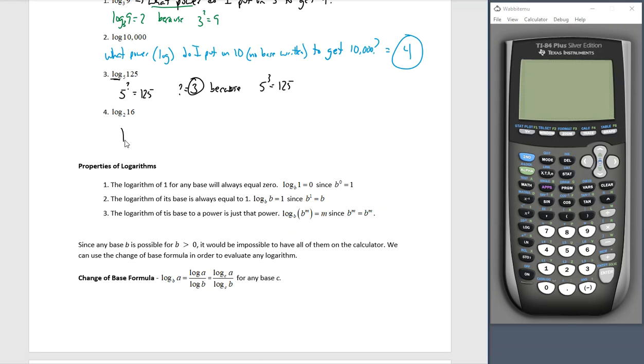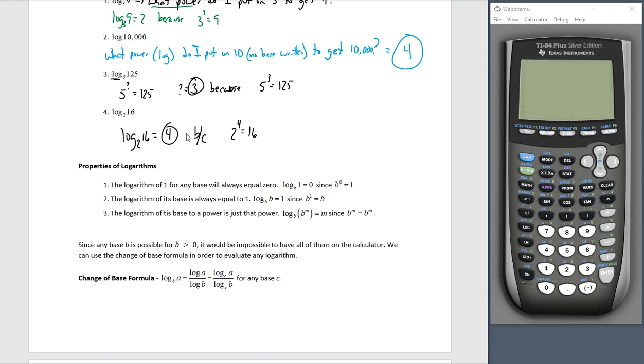And when it comes right down to it, what power do I put on 2 in order to get 16? I put on the power of 4, because I'll use some shortcuts here, it is video after all. 2 to the 4th equals 16. All right, so the logarithm is 4 because the power is 4 that I put on 2 in order to get 16. 2 times 2 is 4. 4 times 2 is 8. And times another 2 is 16. So I use 2 four times.